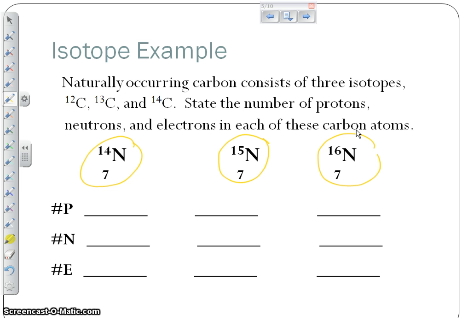So give it a pause, or pause the video, and try it out on your own on your paper. No, seriously, pause it and try it out. If you can still hear me, you didn't do it. Alright, so let's try these out.